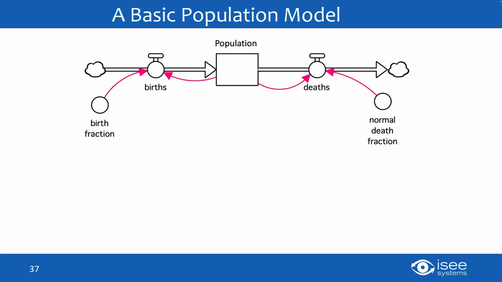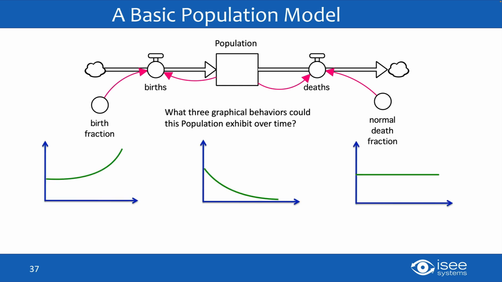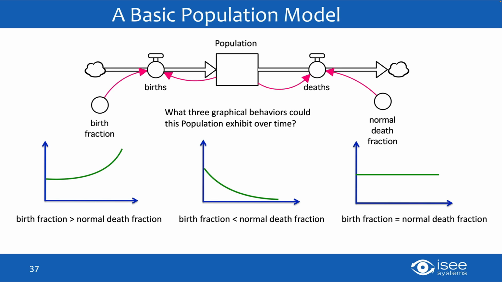Another use of the basic population model that I did use in class was to ask students what 3 graphical behaviors this population could display over time. Students don't have trouble coming up with these 3 behaviors. Then I ask them what numeric relationships in the model have to occur to produce each graph.